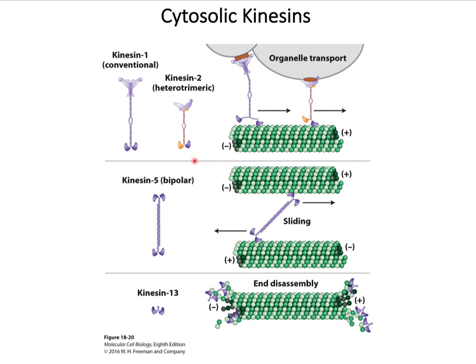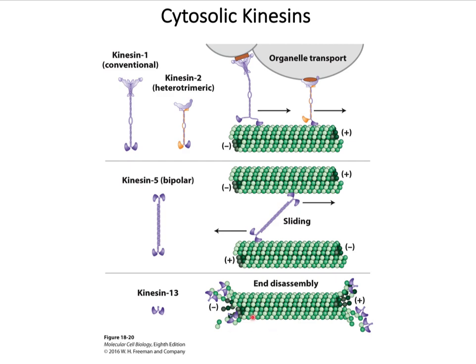Kinesin 5 is interesting because it is made up of a number of heavy chains. When the tails interact, you end up with two globular heads on one side and two globular heads on the other side. And because of that, kinesin 5 can interact with two different microtubules simultaneously. This kinesin can actually organize microtubules relative to one another, or it can move microtubules relative to other microtubules.